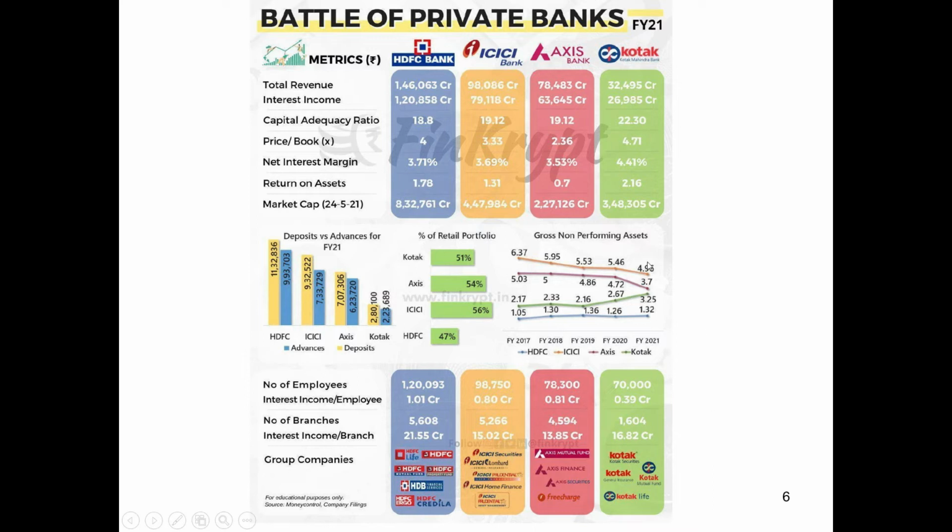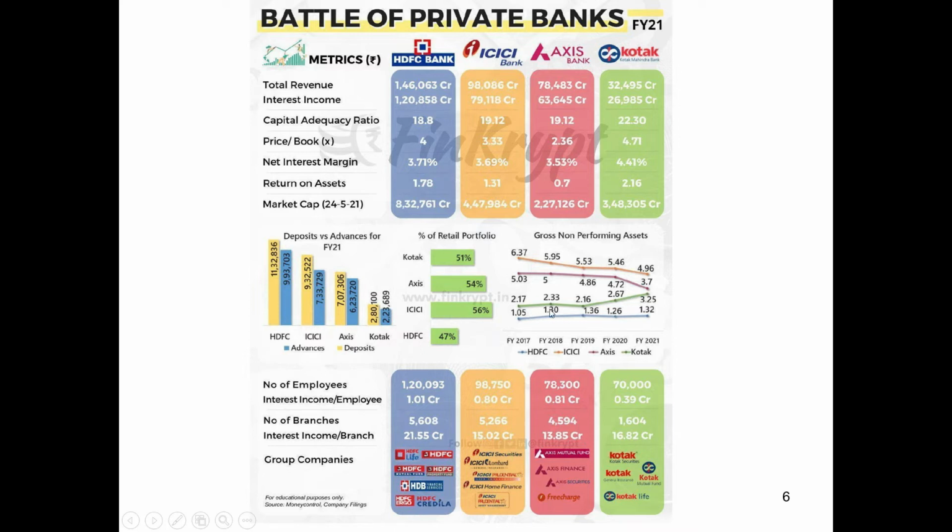Just see, the most important is gross non-performing assets, and here you can say ICICI is not in a good position and HDFC is in the best position. First time I am seeing this figure, for 2017, 18, 19, 20, 21. I had more confidence in ICICI in comparison to HDFC, but by seeing this, my outlook immediately changes. So I feel that HDFC is performing much better than other banks.